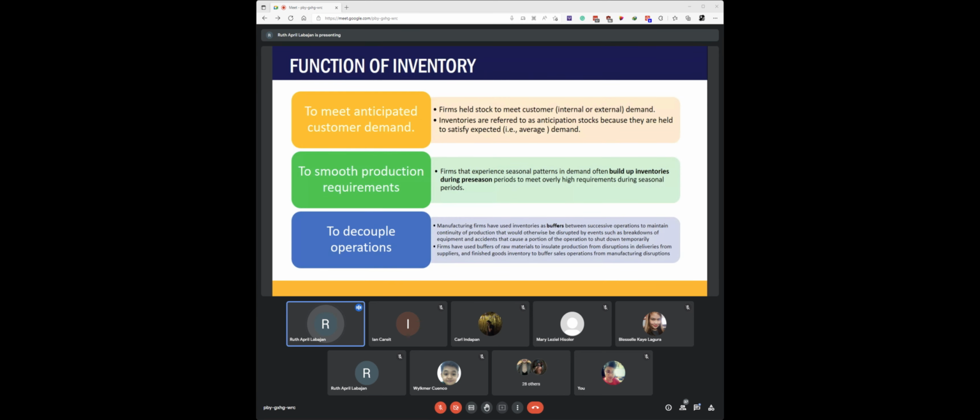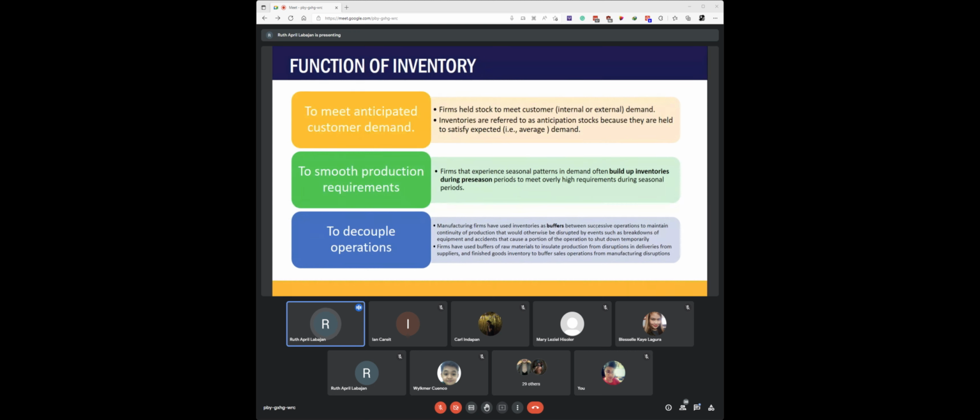Okay. Now, there are several functions of inventory. The first function of inventory is to meet anticipated customer demand. Okay. So this customer could either be internal or external. When we say external, they are the users of the finished product. Okay.